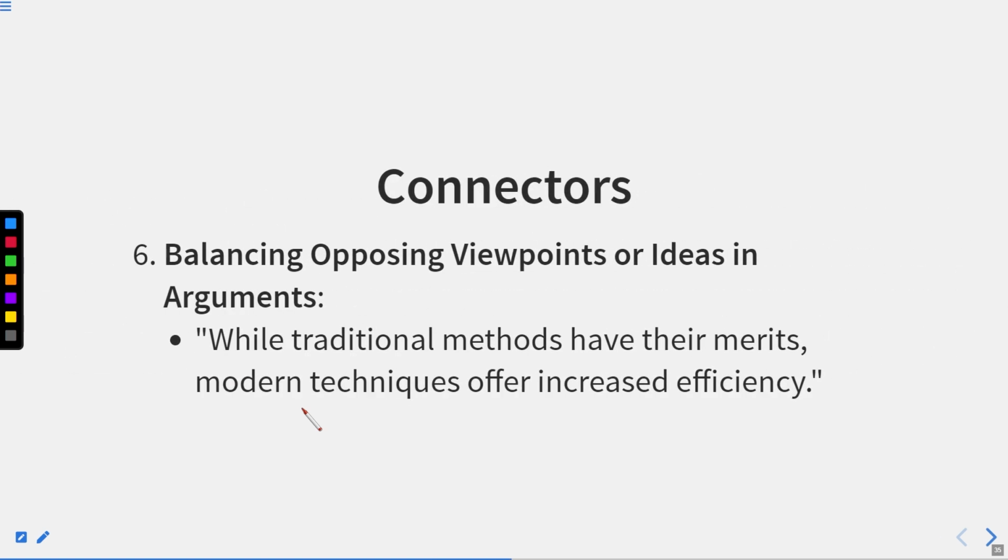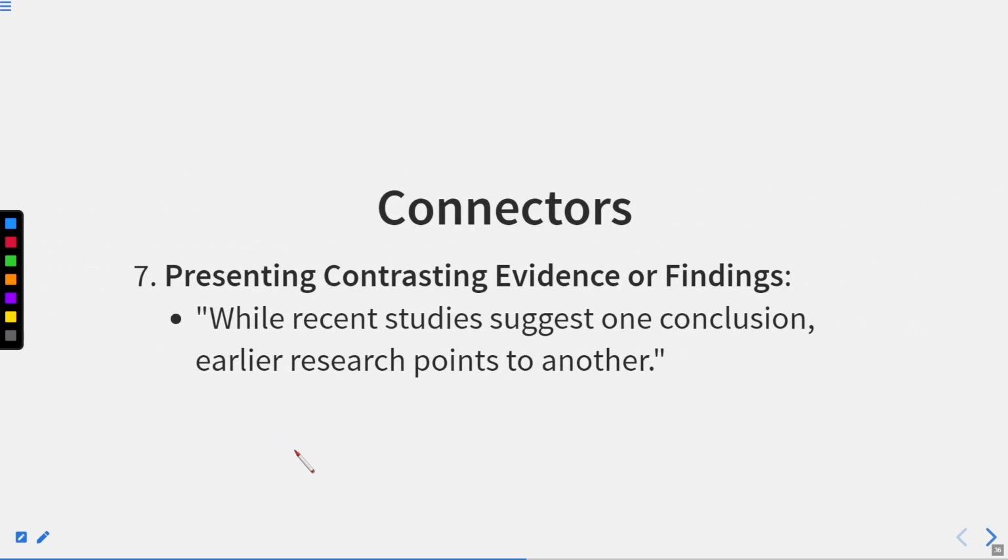Now, balancing opposing viewpoints or arguments. While traditional methods have their merits, modern techniques offer increased efficiency. So, here we are talking about modern techniques because they offer increased efficiency. Now, presenting contrasting evidence or findings. While recent studies suggest one conclusion, earlier research points to another. It means a recent study shows one conclusion, while earlier research points to another.